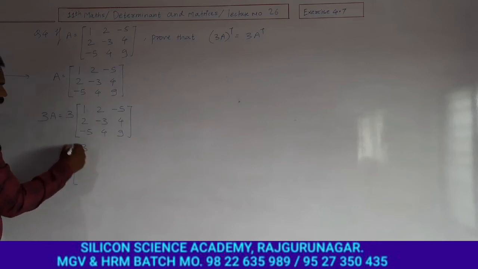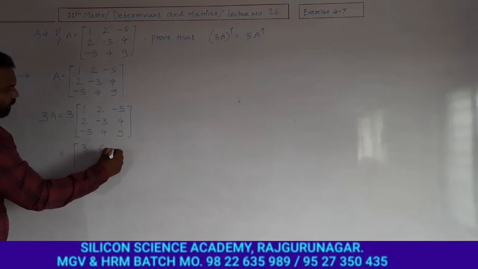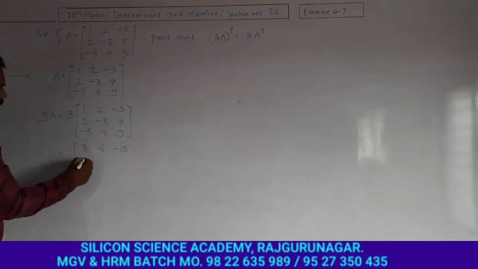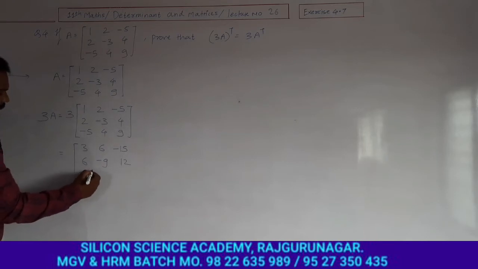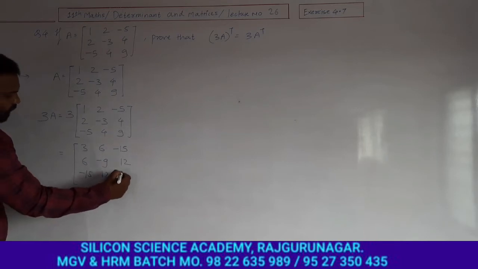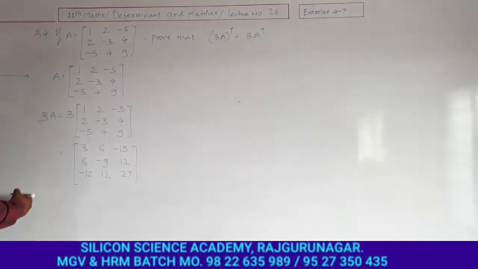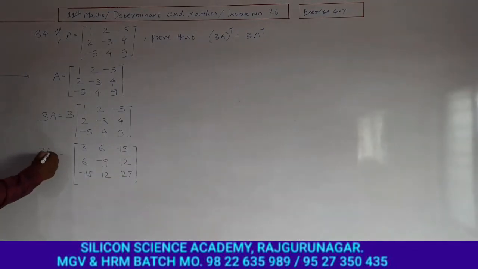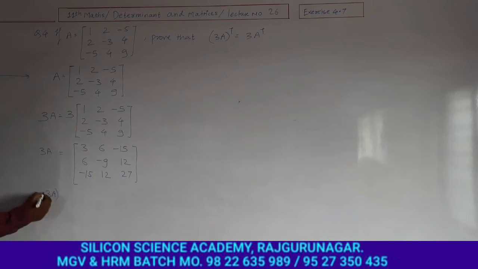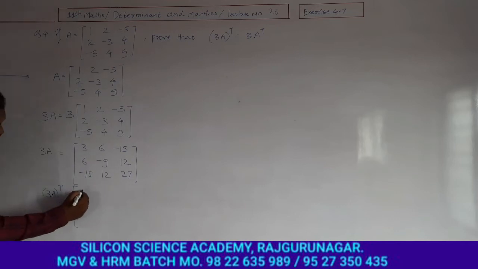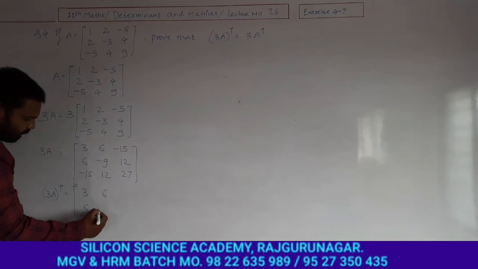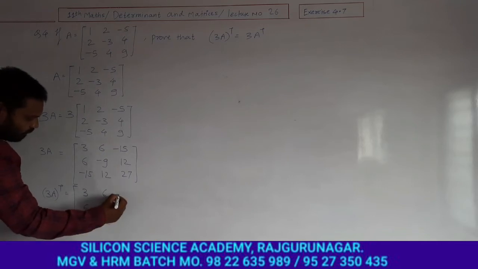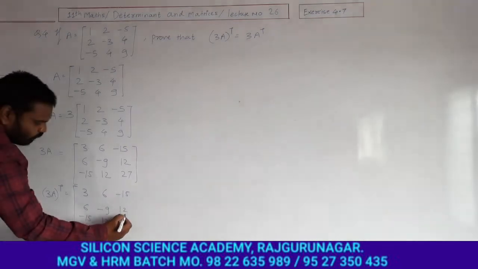3 into 3 is 9, 3 into 4 is 12, 3 into 5 is 15. This is 3. Now we have to find 3A transpose. That is 3, 6, minus 15, 6, minus 9, 12, minus 15, 12, 27.